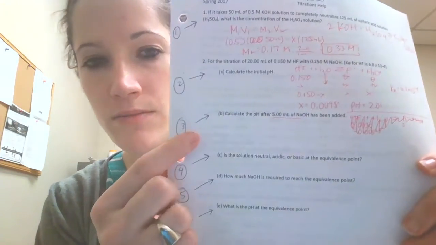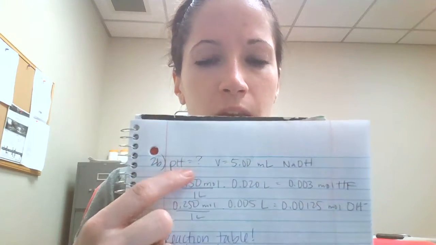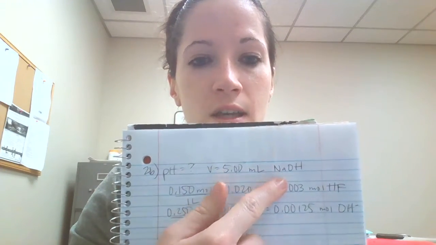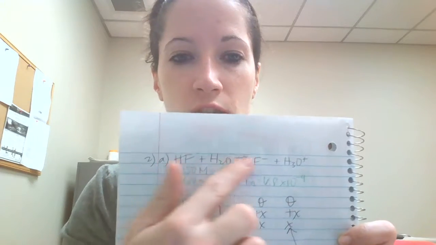Okay, so now I'm going to do 2B. Calculate the pH after 5 mL of NaOH has been added. Okay, and this part is probably the most confusing part. This is the one that I see most people struggle with, but it's worth practicing more than one time. So I want to know what my pH is when I've added 5 mL of a base to this equation. Okay, so that's what I'm looking at.